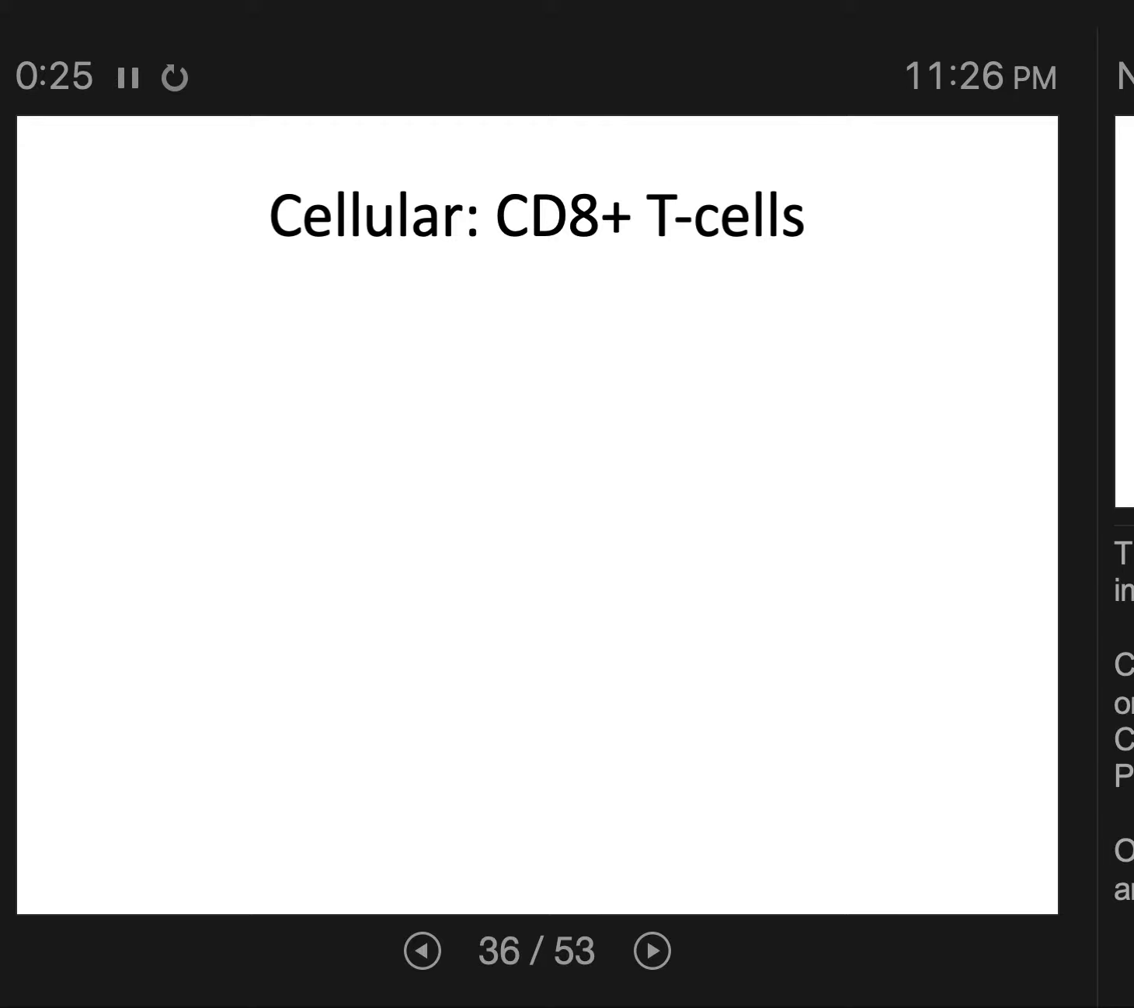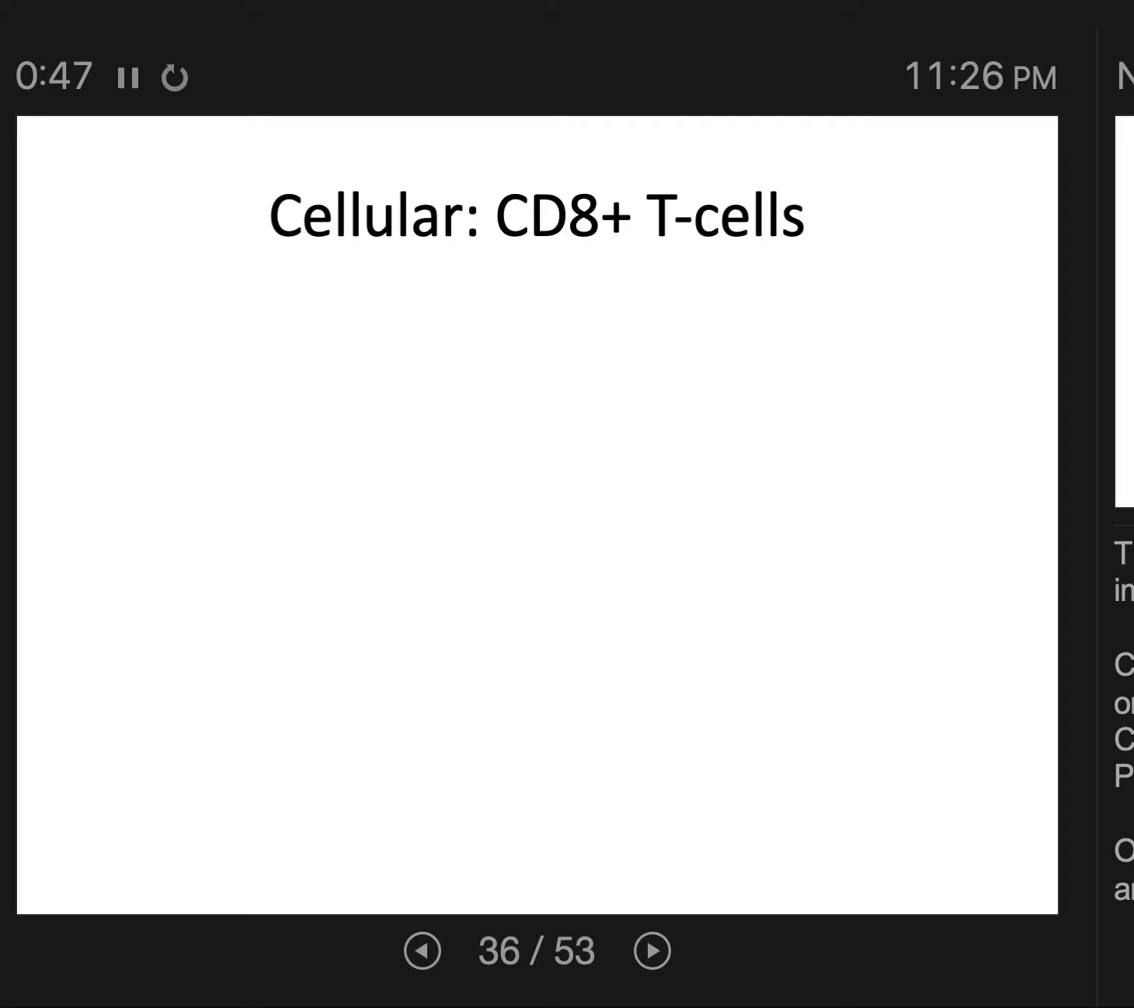So there's a number of different styles of T-cells in your body. We're really only going to learn about two of them. These two types of T-cells have really essential roles in cellular adaptive immunity. We're going to start with the CD8 plus T-cells. CD stands for cluster of differentiation. So this is cluster of differentiation number 8.